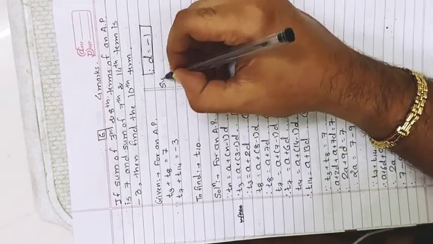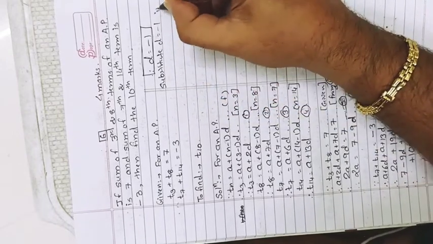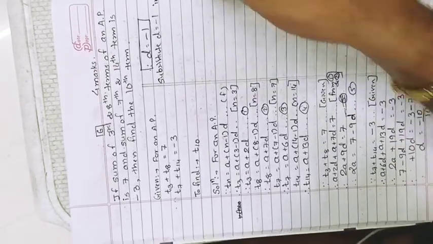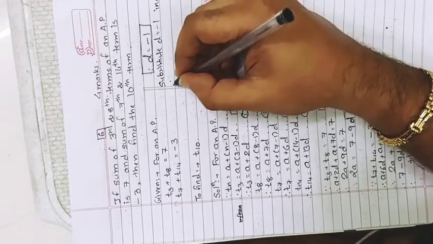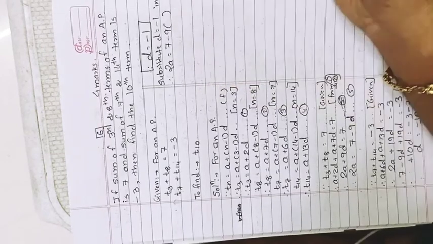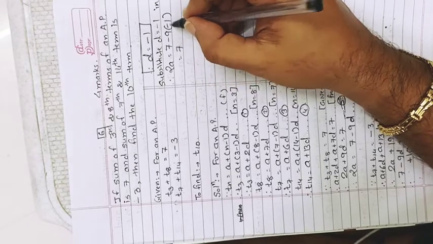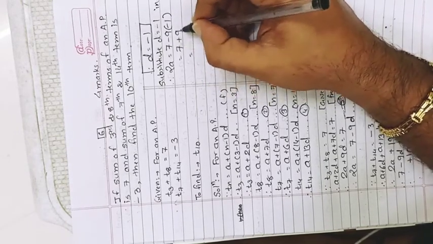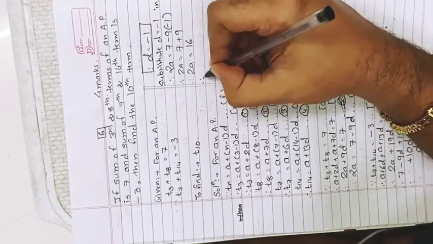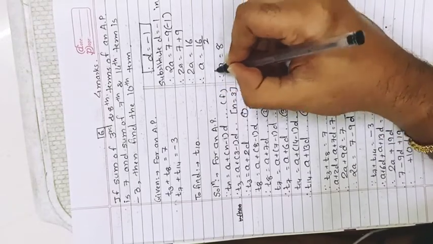Now substitute d equal to minus 1 in an equation. Which equation will we substitute? Number 5. What is the fifth equation? 2a equal to 7 minus 9d, and d is minus 1. 7 minus 9 into minus 1 is plus 9, and 7 plus 9 is 16. So 2a equal to 16. So a equal to 16 by 2. So a equal to 8.